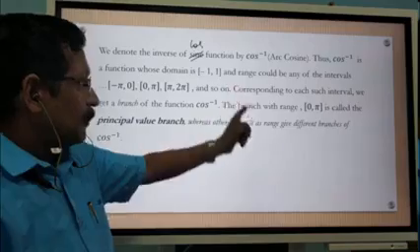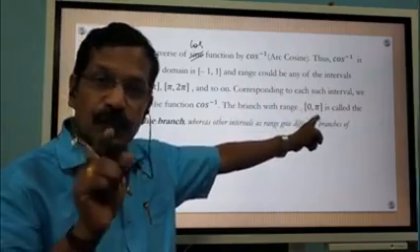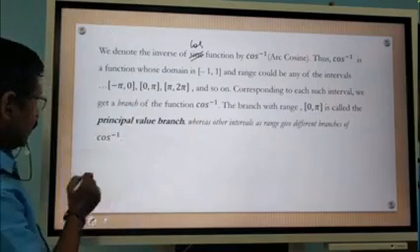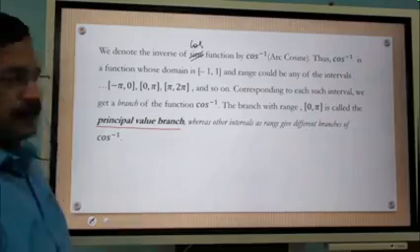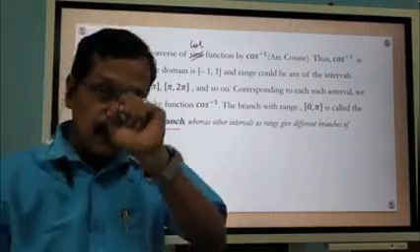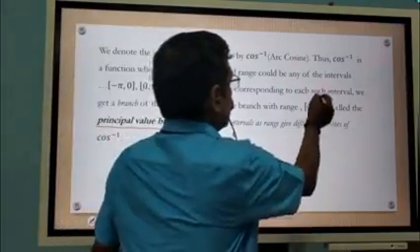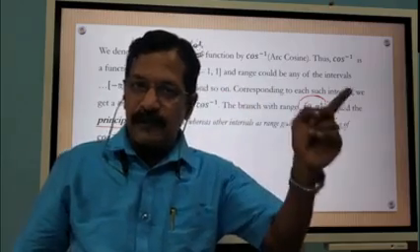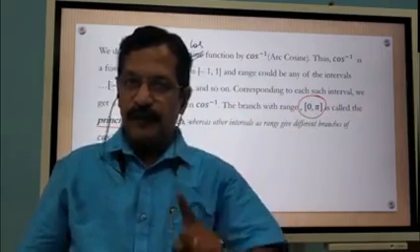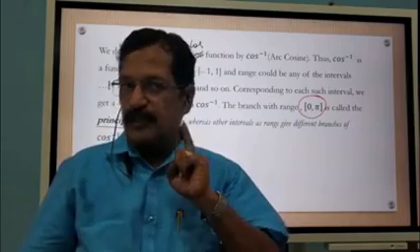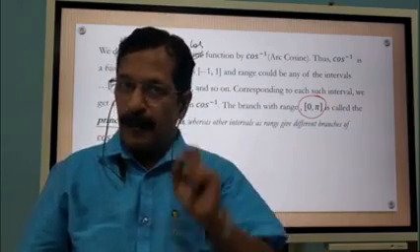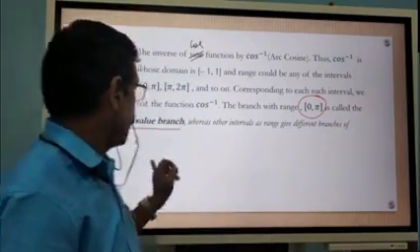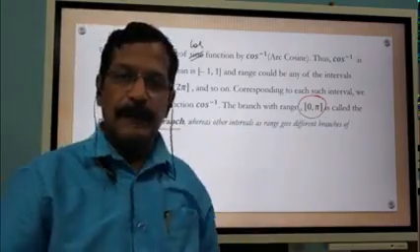Corresponding to each branch, we get a branch of cos inverse. But the branch with a range 0 to pi is called the principal value branch. So the principal value branch of cos inverse is the closed interval 0 to pi. You just think about what is the principal value branch of sine inverse. The principal value branch of sine inverse is minus pi by 2 to plus pi by 2, whereas the principal value branch of cos inverse is 0 to pi.